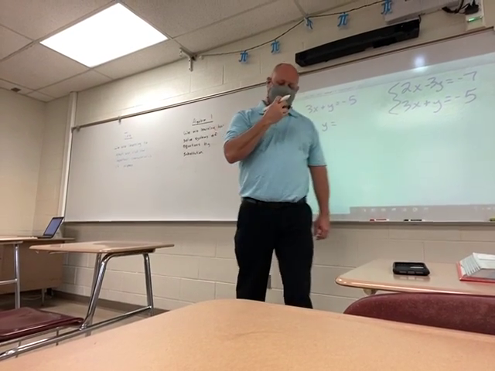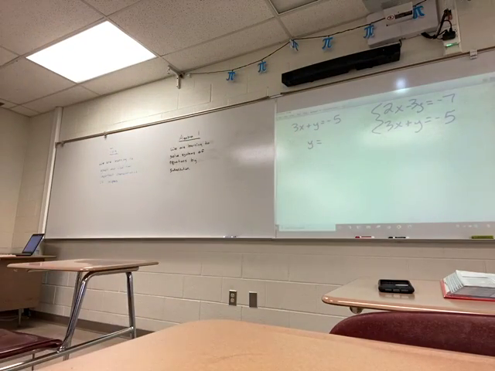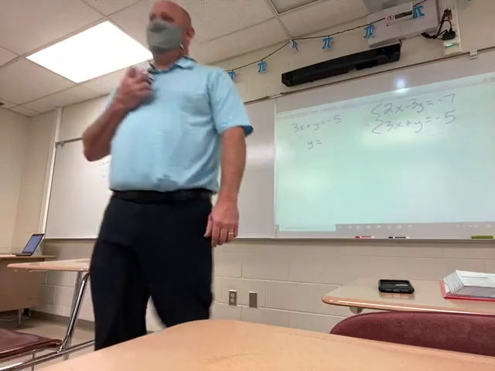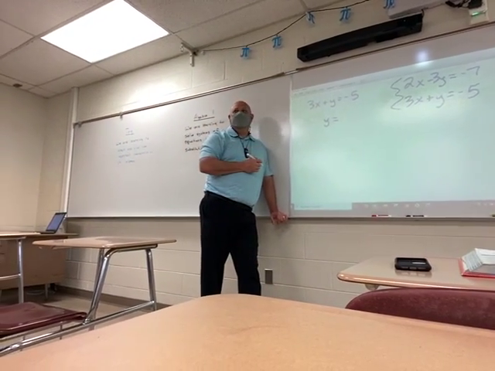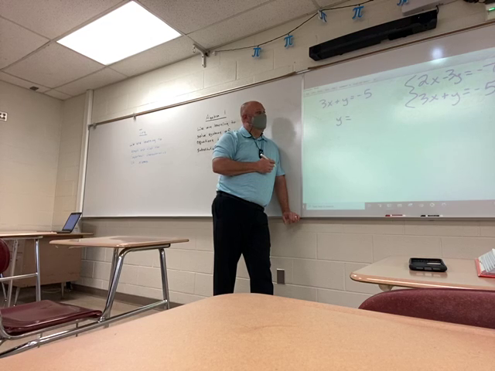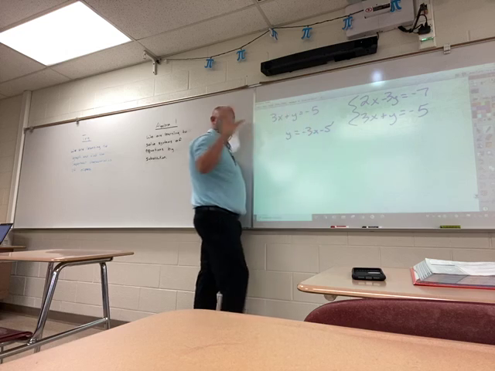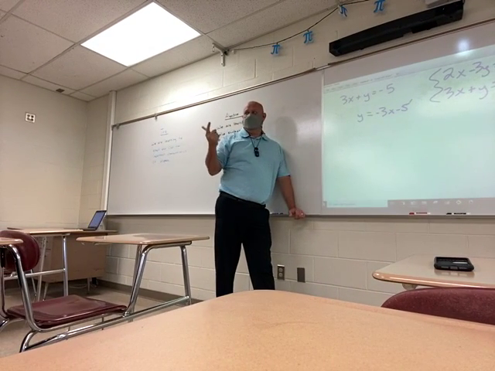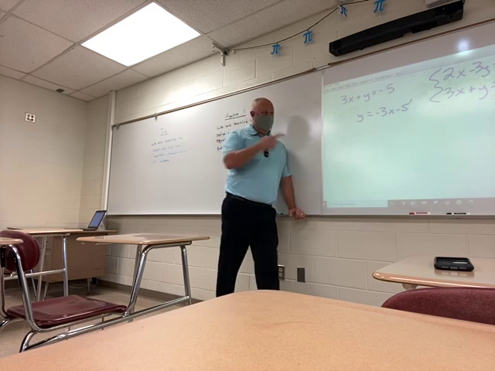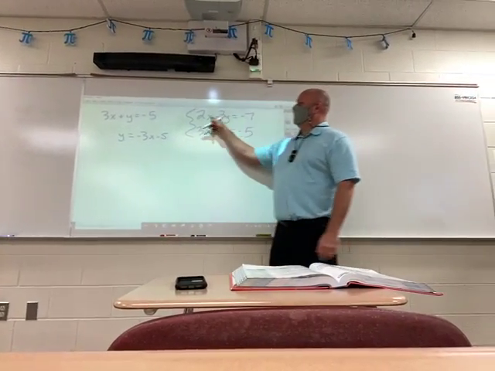What's your question? These got to be bigger. Okay. So what would y equal? Negative 3x minus 5. Everybody so far so good? So step 1, get one of the variables by itself. What's step 2 in the substitution method? Plug it in. So we rewrite the other equation.